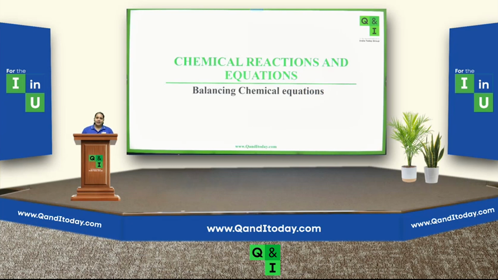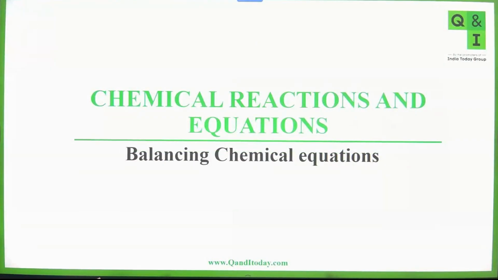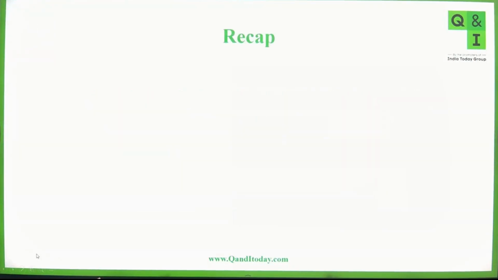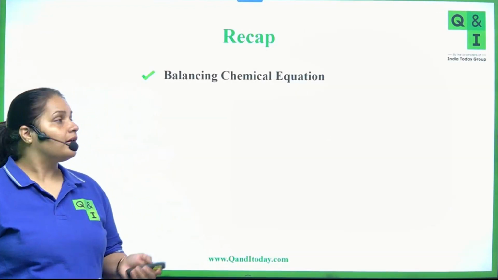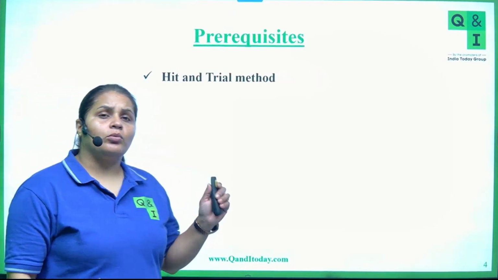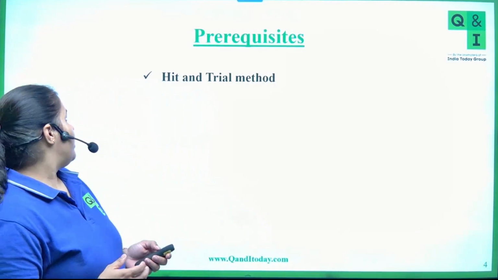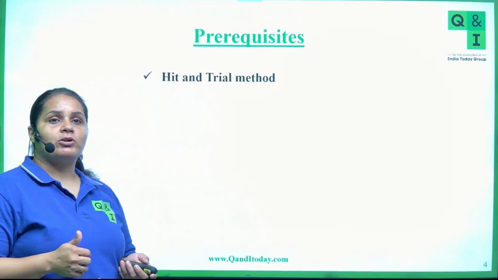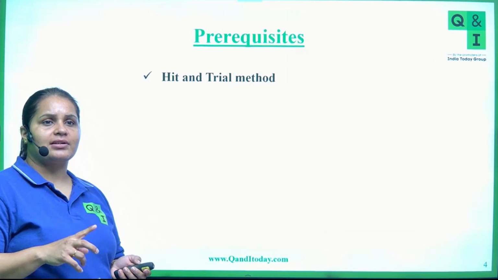In the last session, we were discussing the balancing of chemical reactions. We are going to continue that, and as we know, balancing chemical equations is very important, so we will go through some examples here. Before we start, you should know the hit and trial method. Any doubt about what we discussed in the last session on the hit and trial method?